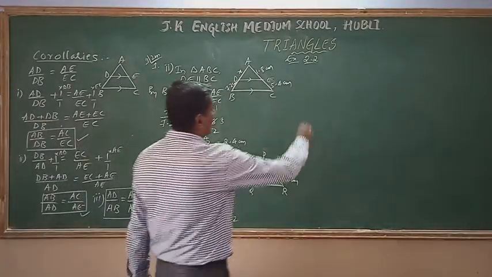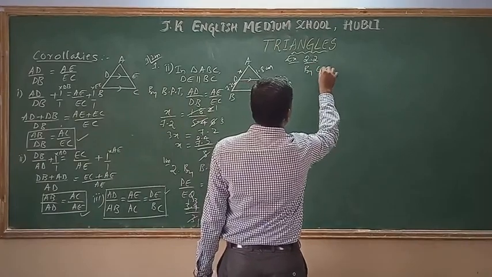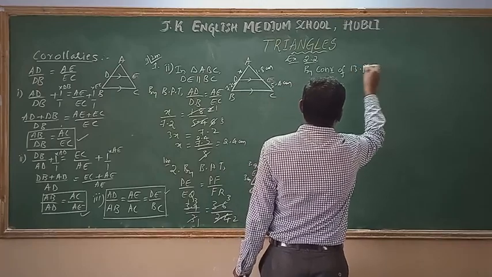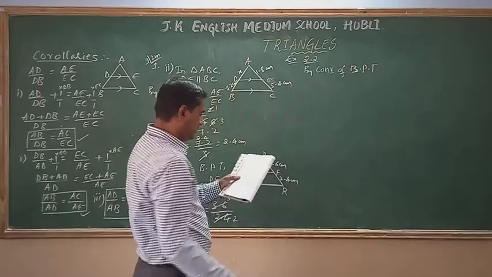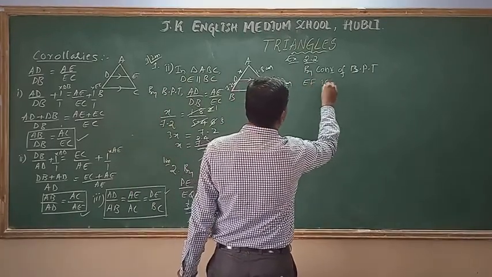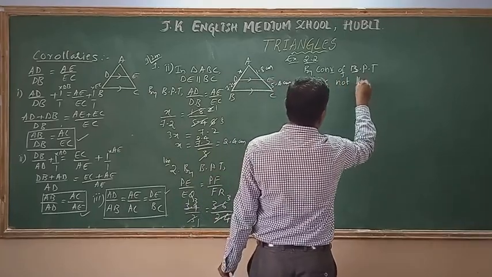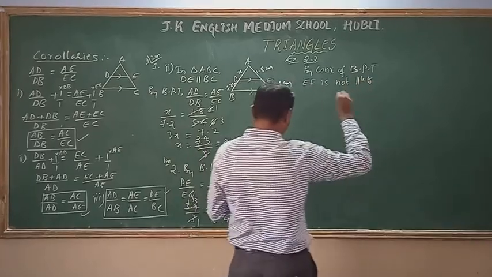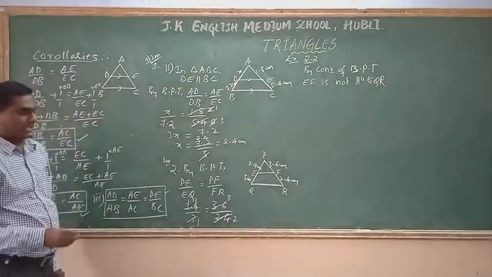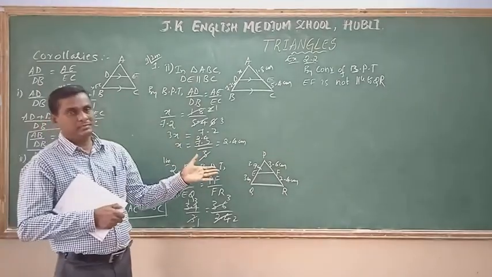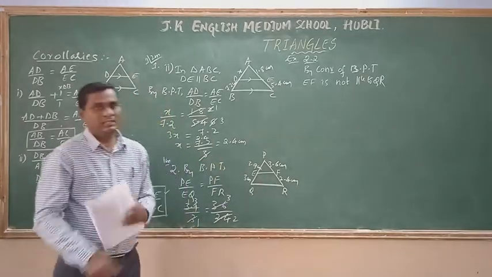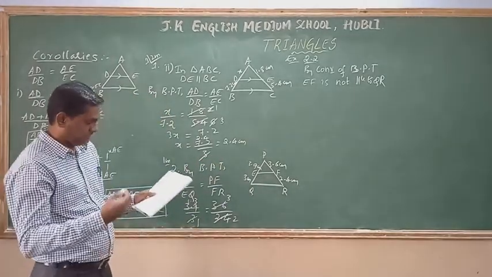So by the converse of BPT, we can say that EF is not parallel to QR. This is how we need to put the values and check. According to the converse of BPT, if the ratios are equal, then only the line is said to be parallel to the third side. So students, you can try the second one.